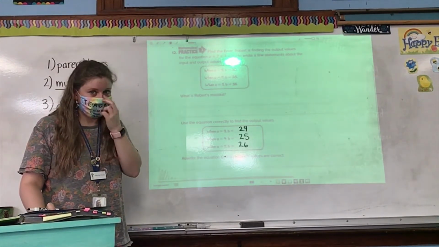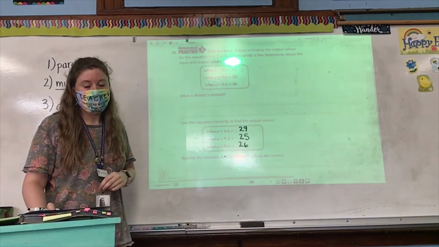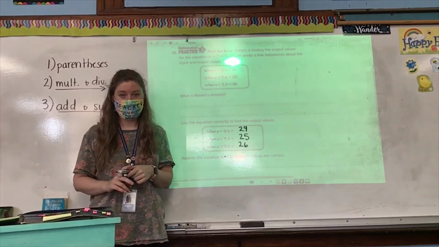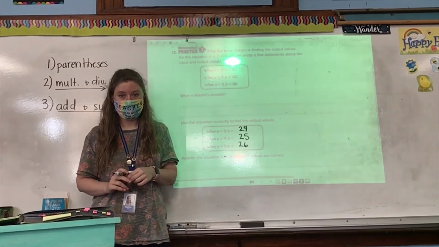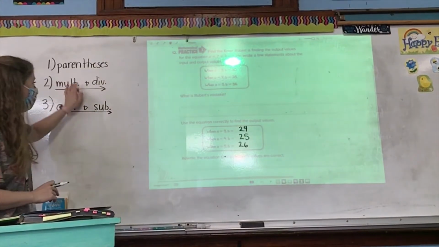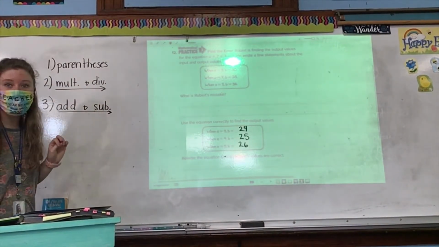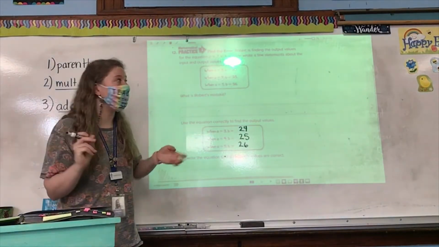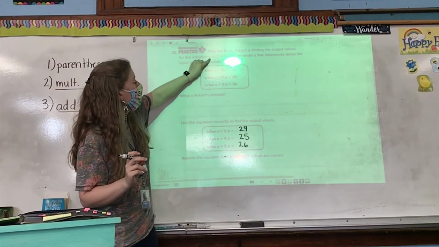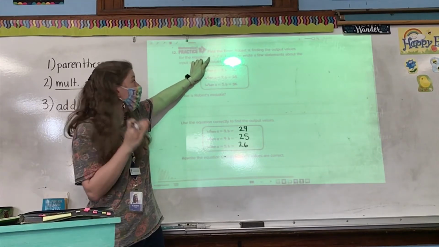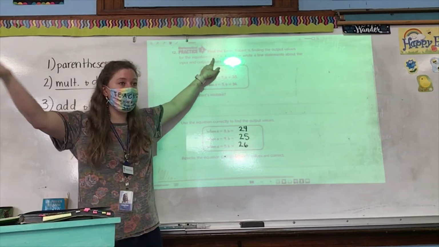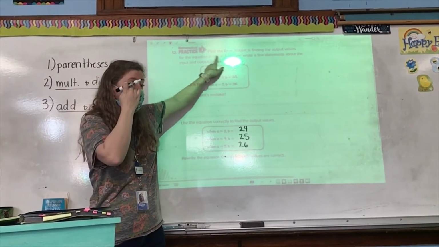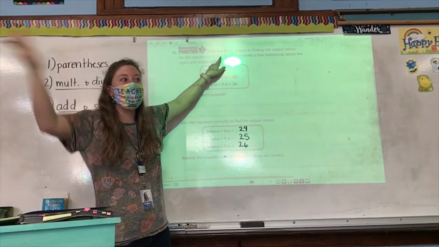He may have added before he was multiplying. So he may have not followed the order of operations. He may have just solved from left to right. Well, let's test that out. If a equals 3, that means if he did it incorrectly, he did 3 plus 7 first. Class, 3 plus 7 is 10. Then he might have multiplied. 10 times 3 is 30.